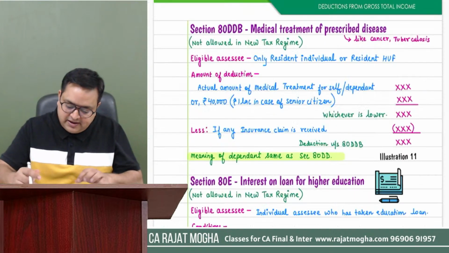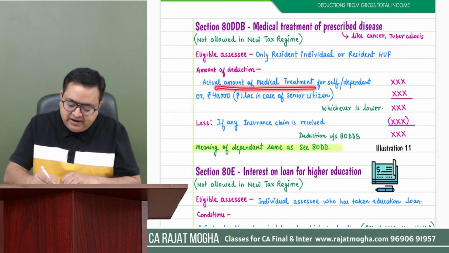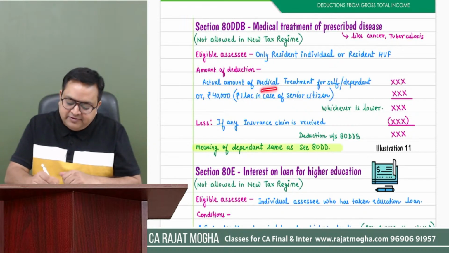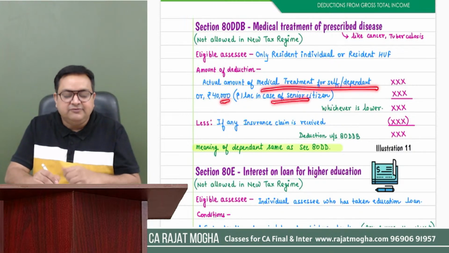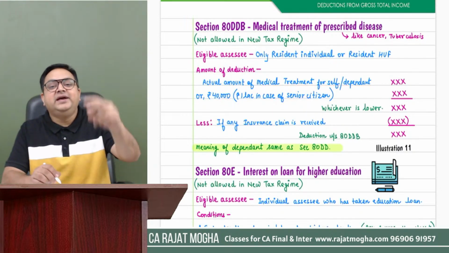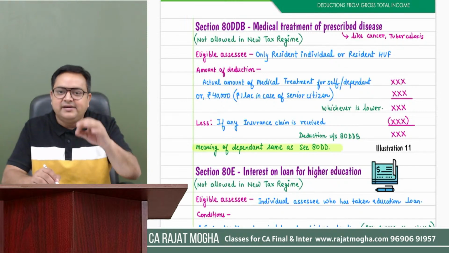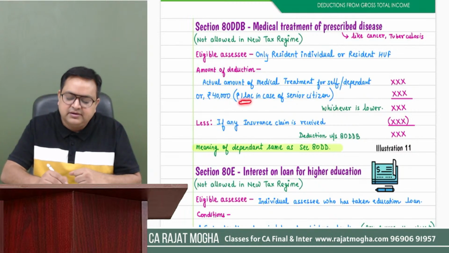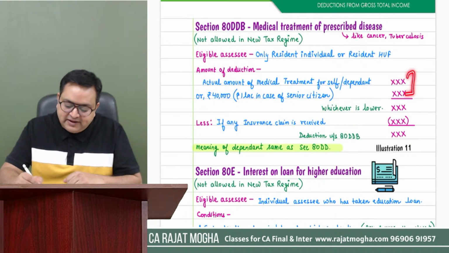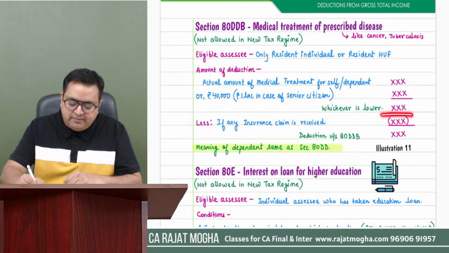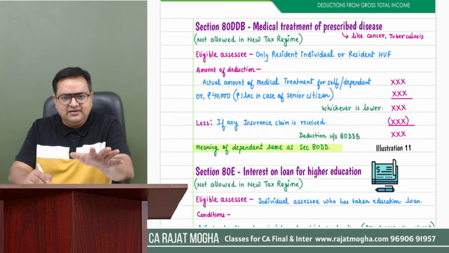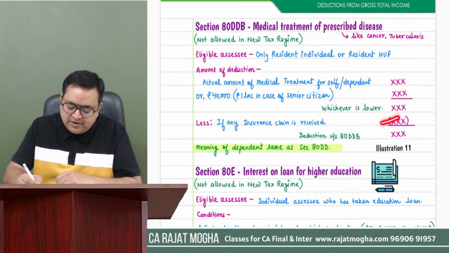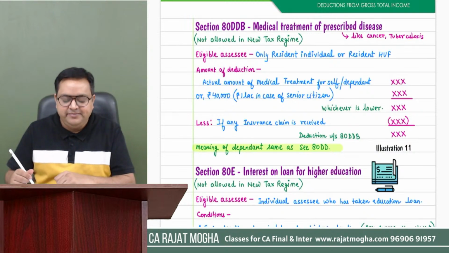So I have written it over here. The actual amount of medical treatment for self or dependent. Dependent here means what we have already discussed in 80D. So whatever is the actual expenses, or 40,000, or if the person for whom this medical treatment expenses are being incurred is a senior citizen, obviously resident, then we will give 1 lakh rupees maximum deduction. So first of all, calculate whichever is the lower amount. And from this lower amount, if no insurance claim is received, then this is the deduction. But if any amount is received, then deduct this amount, and the balance is available as deduction under 80DDB.